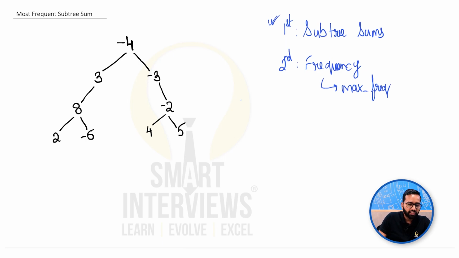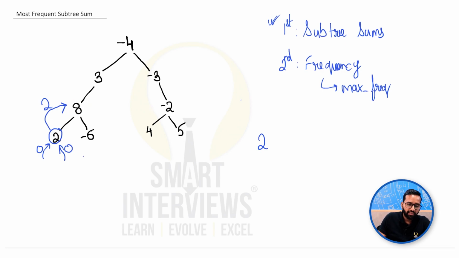So the moment we reach here, we can say that the subtree sum is 0 because it's an empty tree. Again from here, we can say that the subtree sum is 0. Now for this node, the subtree sum becomes 0 plus 0 plus 2. So we got the subtree sum as 2. And from this, we can return 2 so that this node can find its subtree sum.